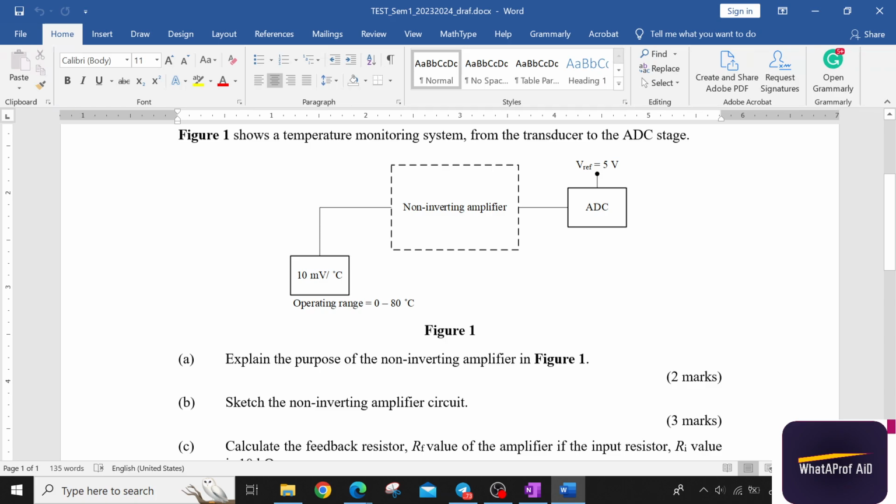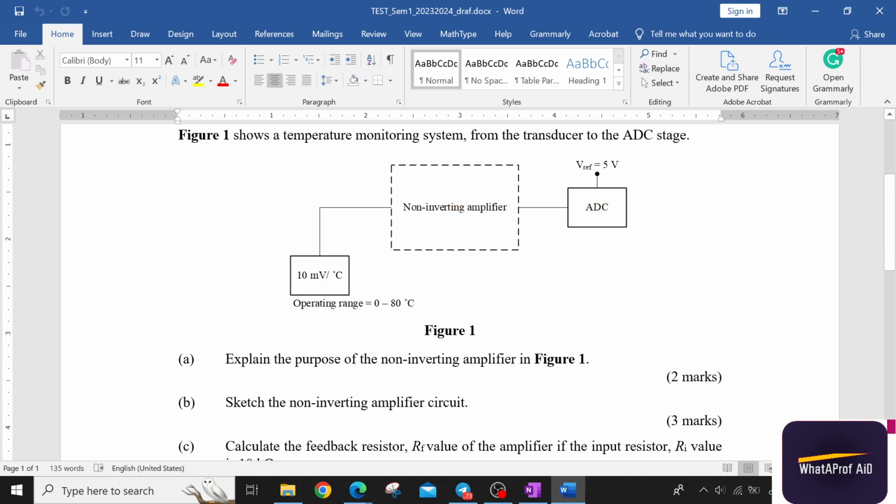Sketch the non-inverting amplifier. This is the answer. You just need to sketch. Some people actually calculate it. If you calculate also, we give marks. If you draw a wrong amplifier, maybe you get 1 mark.